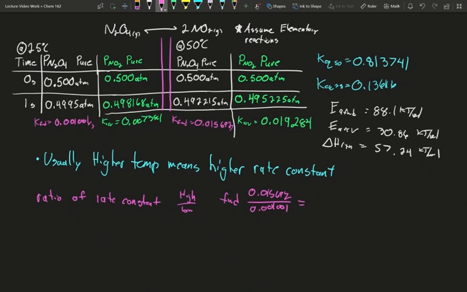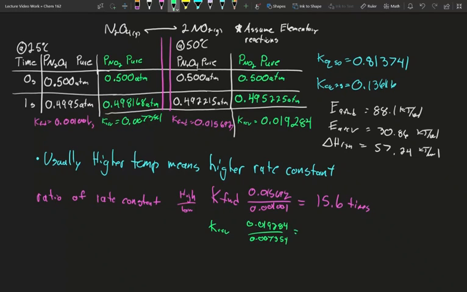If we calculate that out and just say, what's the ratio? How much bigger did our rate constant become? We'll find that our K forward increased by 15.6 times. If we were to look at the same thing for our K reverse, 0.019284 divided by 0.007354, we'll find that difference is only 2.62 times. One of these had a greater increase than the other one.